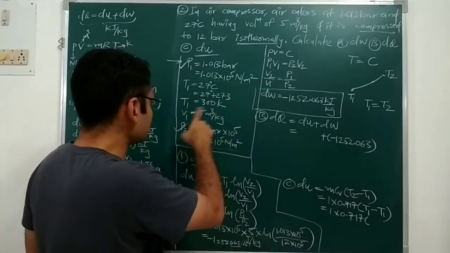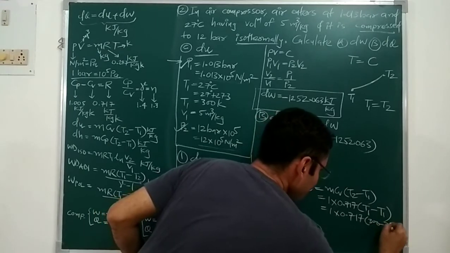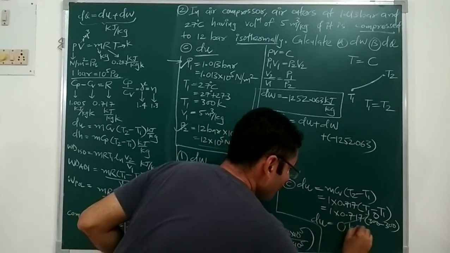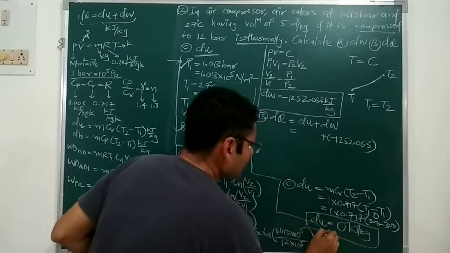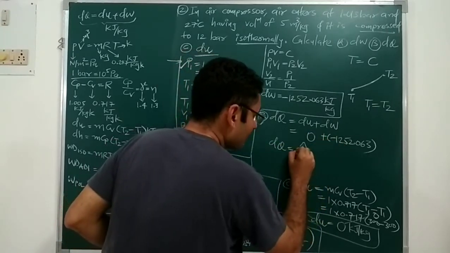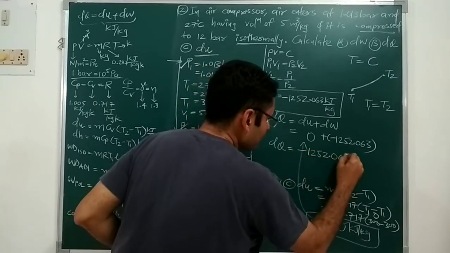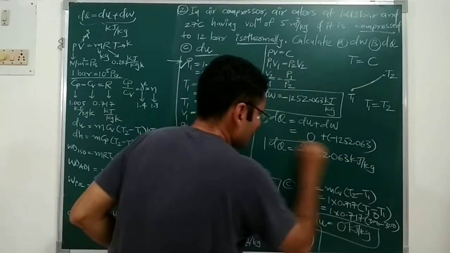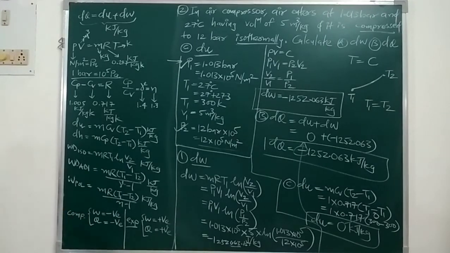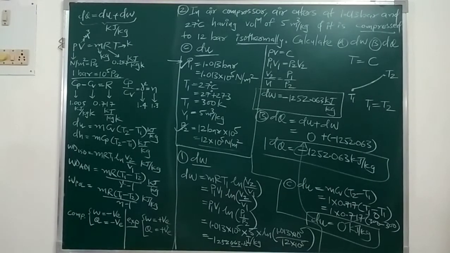So 1 into 0.717, then T1 is 300 Kelvin minus T1 is 300 Kelvin. So this whole answer returns to 0. So dU is equal to 0 kilojoule per kg. Now that same answer you will insert over here, dU equals 0. So you will get the dQ answer as minus 1252.063 kilojoule per kg. So again you are getting the negative sign for heat transfer. Why? Because it is a compression process, and for a compression process the work done answer and the heat supply answer are both negative.